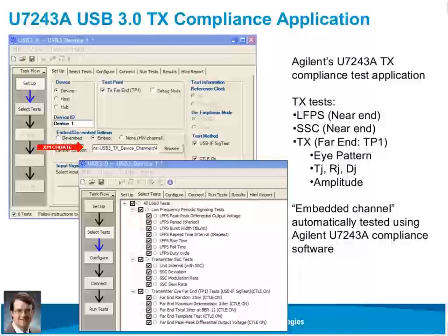The transmitter tests include low-frequency periodic signaling tests, LFPS. You can see those in the Select Test tab below the main setup window. And then SSC is automatically tested as well. This is a required portion of USB 3.0 transmitter design.